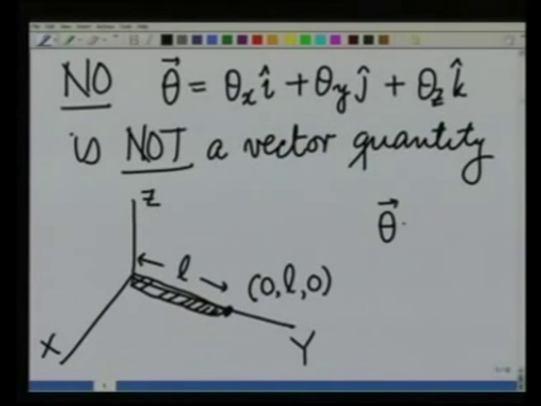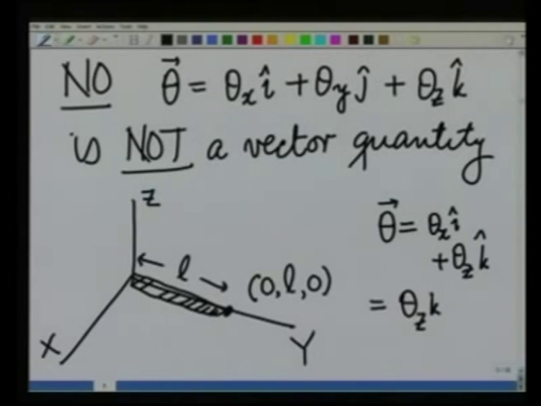If theta is a vector, then theta, given as theta x i about the x axis plus theta z k, should not really matter whether I do it this way or do rotation about the z axis first and then about the x axis. Let us see if this comes out to be the same.